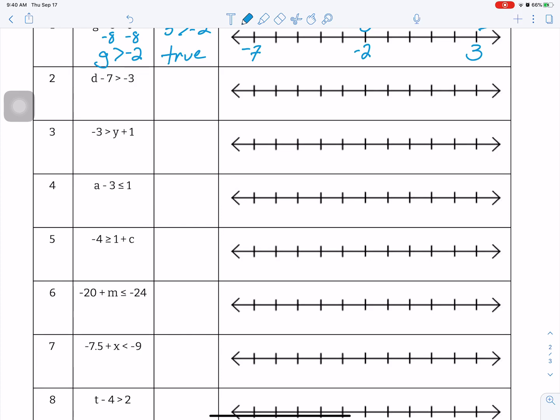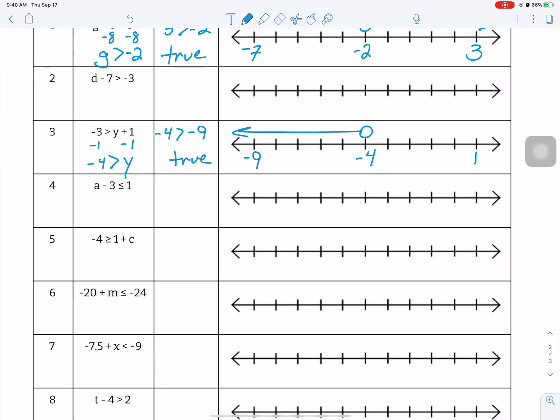Looking at number 3, I want y by itself, so to get rid of a plus 1, I subtract a 1. So negative 4 is greater than y. At negative 4, it's an open circle. And I know it's an open circle because there's not an equal to bar. Negative 5, negative 6, negative 7, negative 8, negative 9. We're just marking the endpoints. You don't have to mark it all. Going the other direction, negative 3, negative 2, negative 1, 0, 1. Pick one of those points. So negative 4 is greater than negative 9. That is true, so it shades this way. So we're putting in that negative 9 directly where our y is.